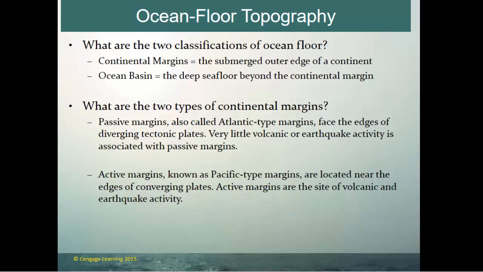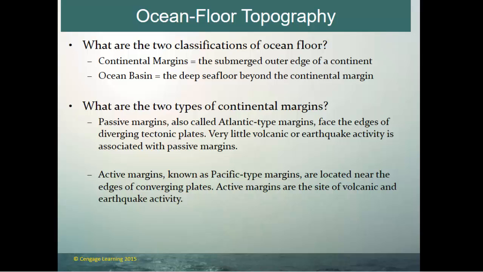You have the continental margins, which we talked about, which are the submerged outer edge of the continents, and then we have the ocean basins. The ocean basins are the deep sea floor. So the continental margins are still part of the continental crust. The ocean basins are all oceanic crust. So the continental margins will be made of granite, and the ocean basins made of basalt.